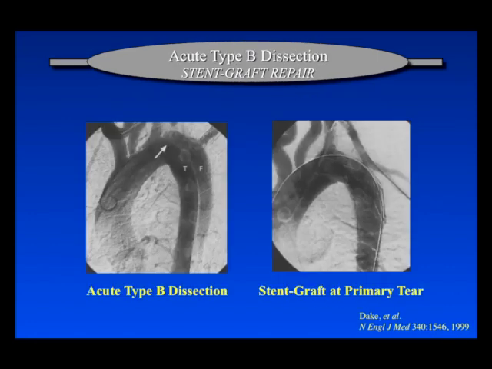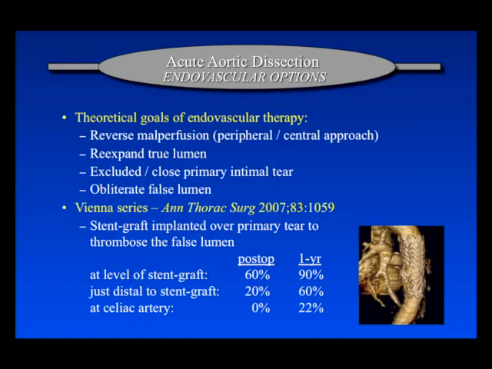These images demonstrate an acute type B dissection before on the left and after on the right, a stent graft being positioned to cover the proximal tear. The theoretical goals of endovascular therapy include to reverse malperfusion, re-expand the true lumen, and exclude or close the primary intimal tear, which potentially could obliterate the false lumen. However, this generally requires treatment of almost the entire length of the aortic dissection.